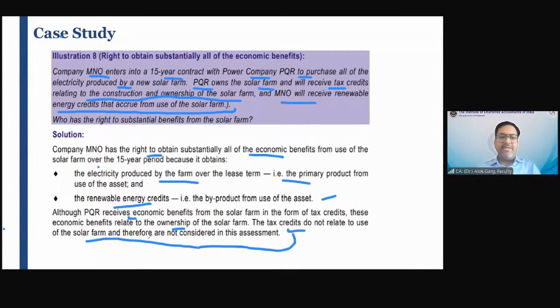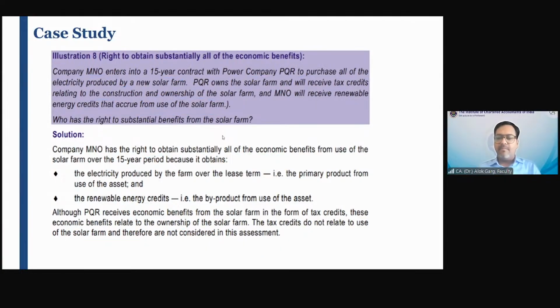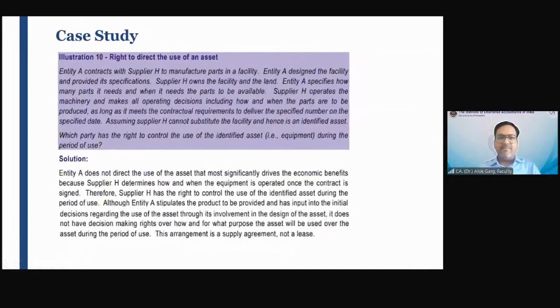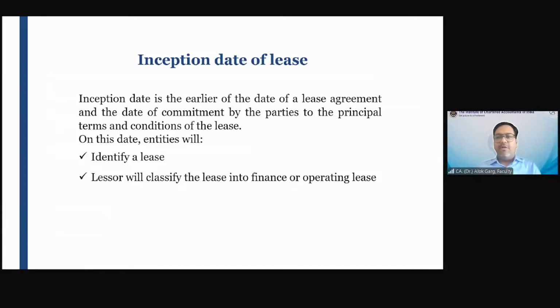Is that clear, my dear friends? Yes. Is that clear? Yeah, very good. You understood inception of the lease and commencement of the lease? Anyone who can tell me the meaning of inception of the lease and commencement of the lease?